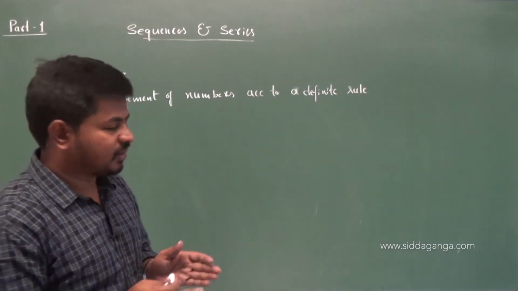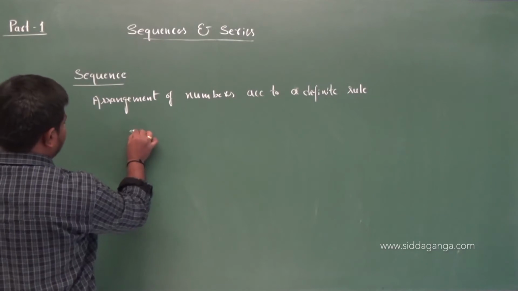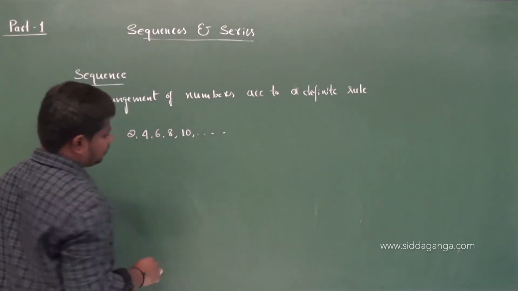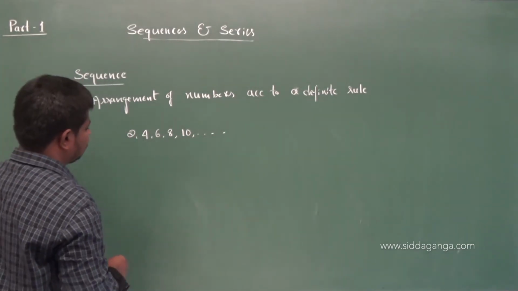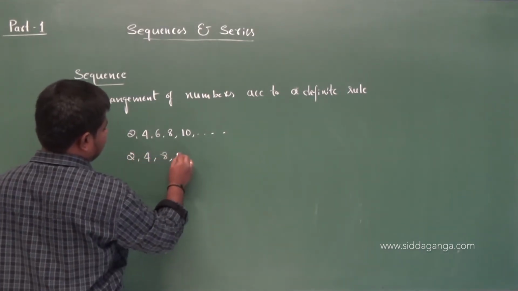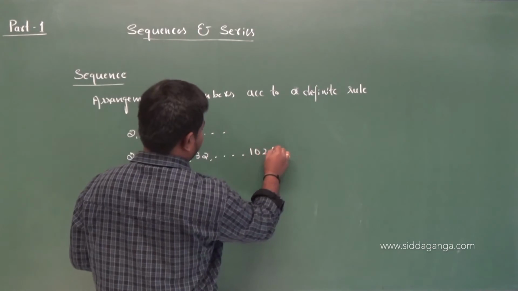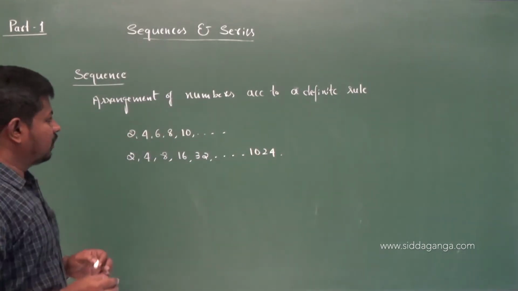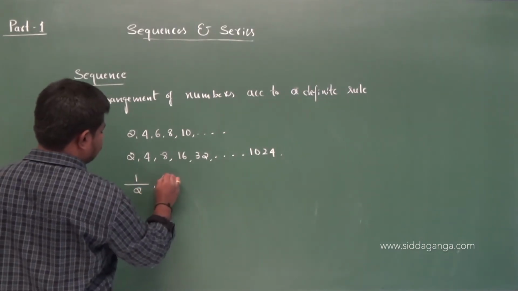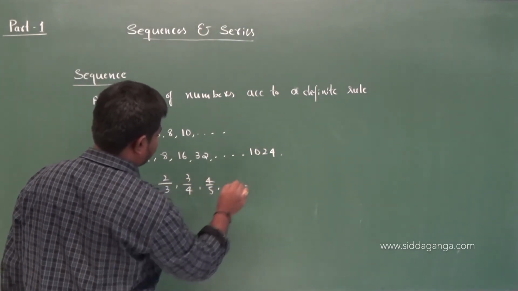If you arrange some numbers according to some rule, for example, I am going to write some numbers: 2, 4, 6, 8, 10 and so on. Okay. So this is an example of a sequence. And one more example: 2, 4, 8, 16, 32 and so on, 1024. Okay, one more example: 1 by 2, 2 by 3, 3 by 4, 4 by 5 and so on.